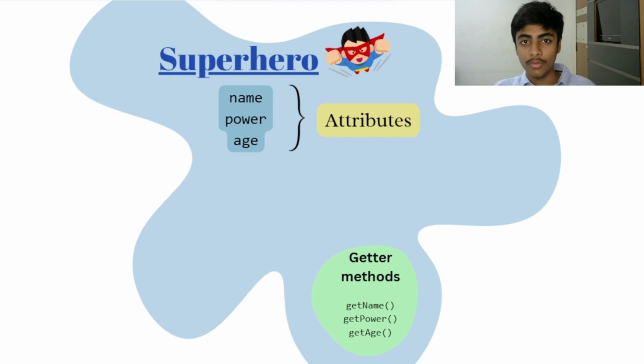And then we'll also add a couple of setter methods. Now you could also replace the setter methods with constructors, and it's way easier to do that. But for this particular example, I am going to be using setter methods. So setter methods to set the name, to set the power, and to set the age.